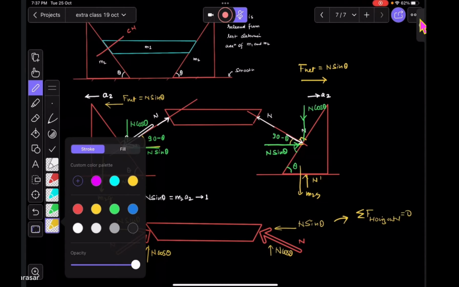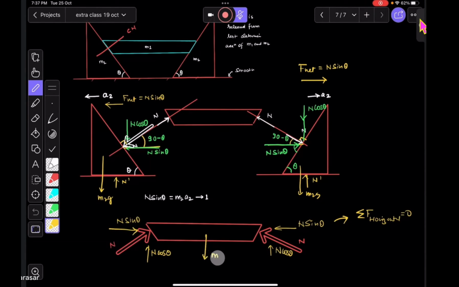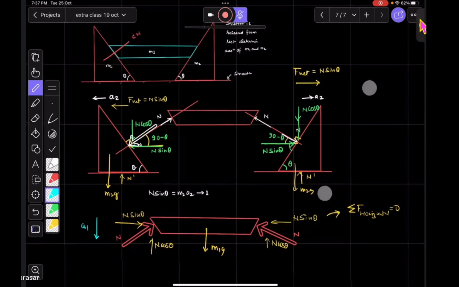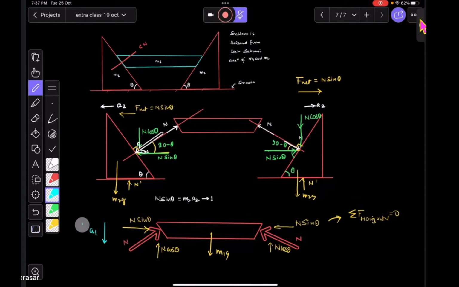And we have one more force acting, that is our gravity m1g. I'll assume that this rod is going to be falling down with a1. So I'll write down the net force acting on this rod in the downward direction, taking downward as positive. You see that N cos theta here, N cos theta here, 2N cos theta acting upward, and we have m1g acting down.